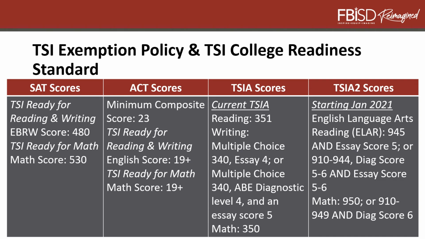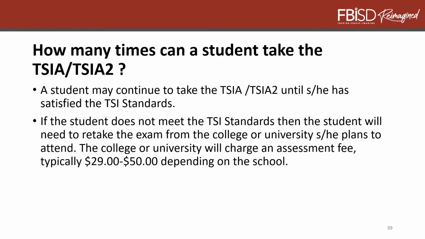On the math section, college level score will be a 950. Or if the student scores between a 910 and a 949, and on the diagnostic section they score a 6, then they can be considered college level ready. So again, previously, if the student went to the diagnostics, the student could not be considered college level ready. On the new TSIA 2, if the student goes into diagnostics, they can be considered TSIA complete and go straight into the college level courses.